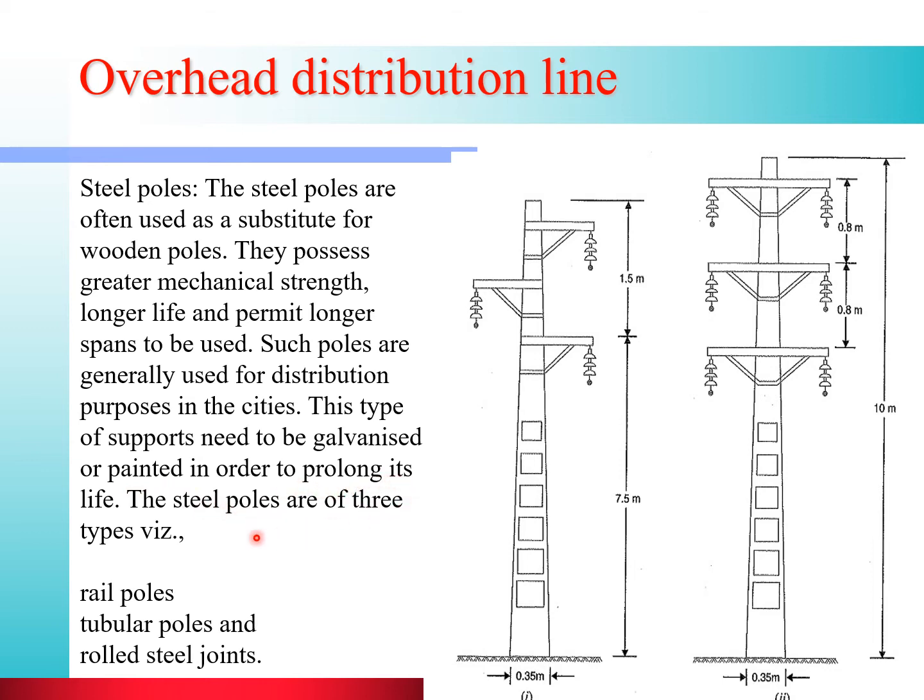The steel poles are of three types, namely rail poles, tubular poles and rolled steel joints. In this diagram we will see the types of steel poles. Here R, Y, B conductors are connected. This is the single circuit steel pole having a height of 9 meters, and in the second diagram we will see the double circuit steel pole having a total height of 10 meters.